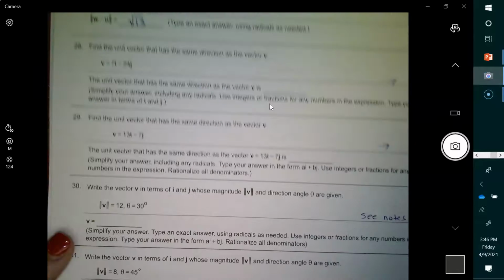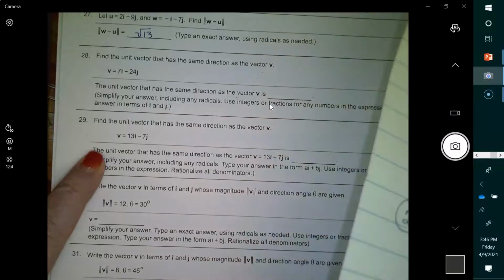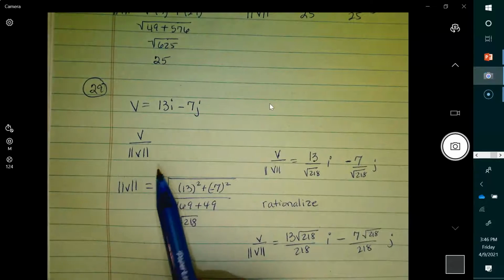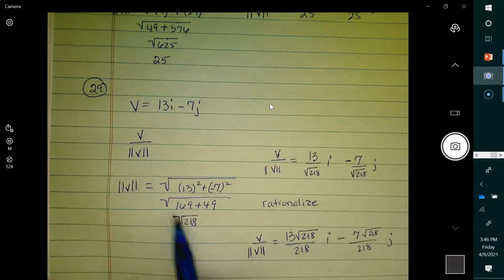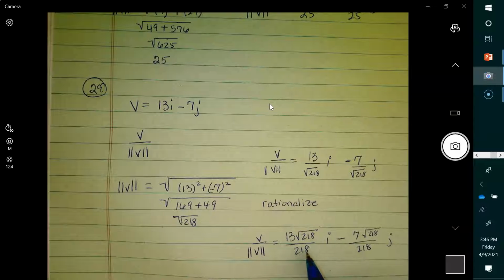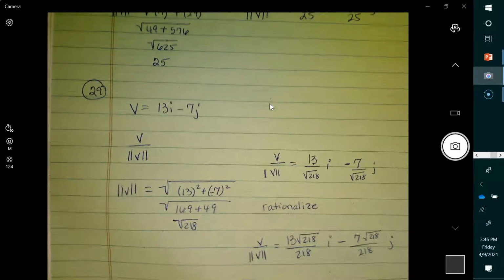29, find the vector that has the same direction as vector v. Same problem, same formula, same process. Find the magnitude of v, and then you're going to have to rationalize the denominator here because you're going to have a radical in the bottom.